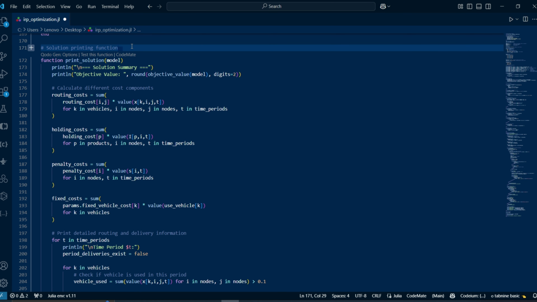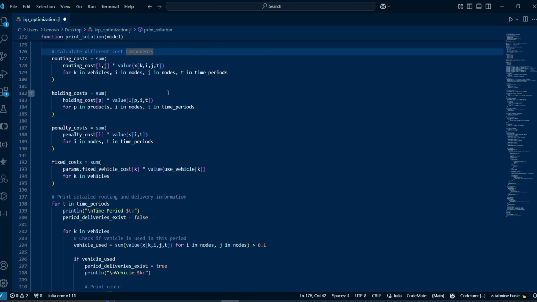Okay, solution printing function. To make sense of the solution generated by our model, we have implemented a comprehensive solution printing function. This function does several important things. For example, objective value display. It begins by printing the objective value of the solution, which represents the minimized total cost of operation. Here, objective value, round objective value model, digits 2.